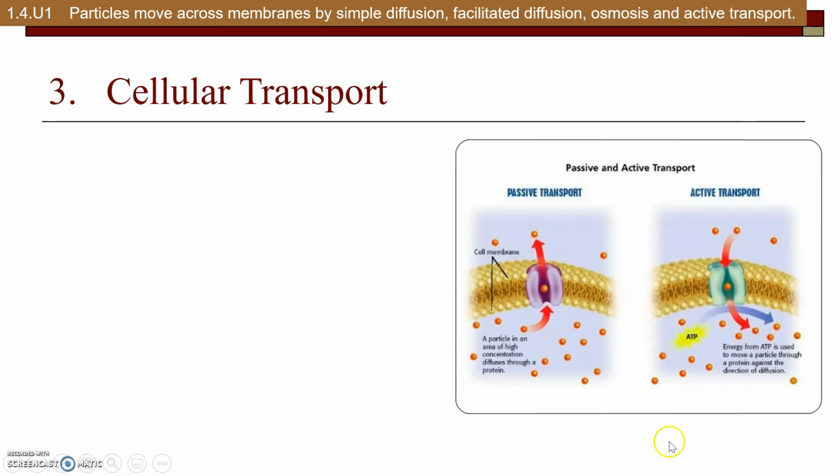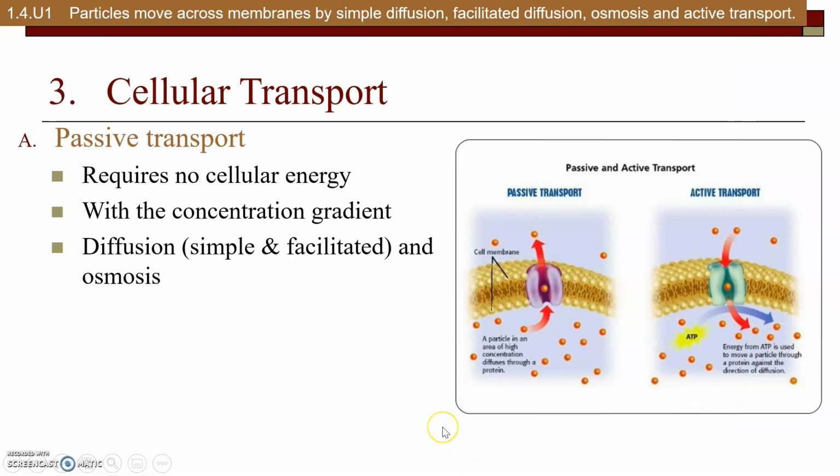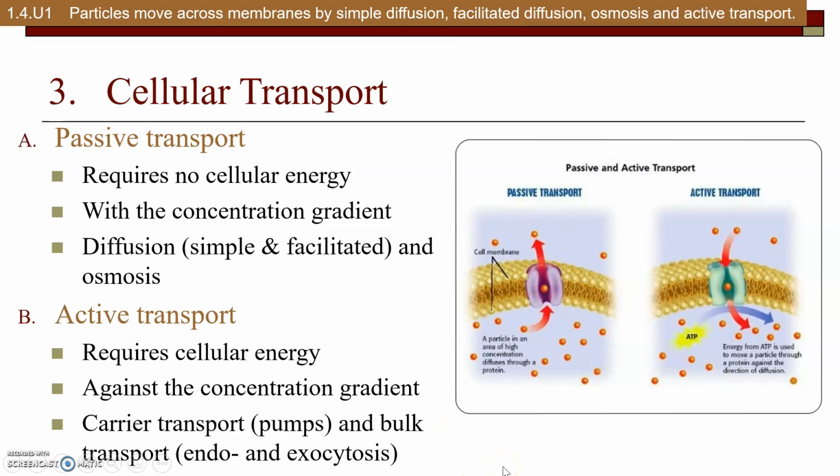So just to summarize the two basic types of cellular transport, we have passive transport, which requires no cellular energy, no ATP, moves with the concentration gradient, and the varieties are diffusion, either simple and facilitated, and osmosis. Active transport does require cellular energy in the form of ATP. Molecules move against the concentration gradient, and we have carrier transport, which involves pumps, some of which you drew when you were looking at membrane protein functions, and bulk transport, which we refer to as endocytosis and exocytosis.